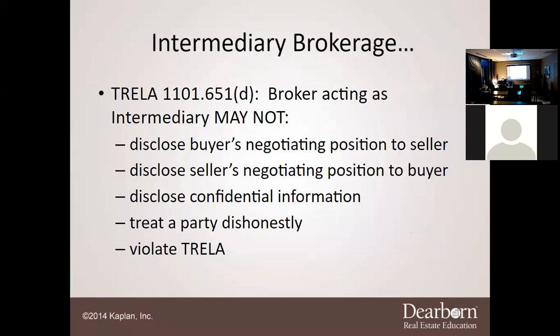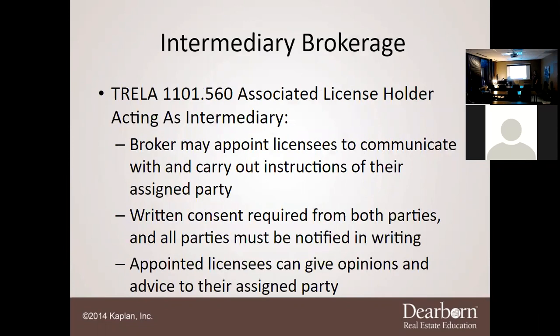where I'm acting as an intermediary, but I may not disclose the buyer's negotiating position to the seller. I may not disclose the seller's negotiating position to the buyer, disclose any confidentiality, treat all parties honestly, and I cannot violate trade law. So in this situation, unlike this slide under 560, if I have agents underneath me, I can appoint them. Now this comes back to that situation. Let me say this kind of situation here.